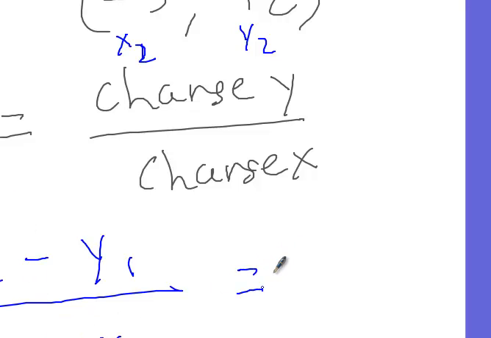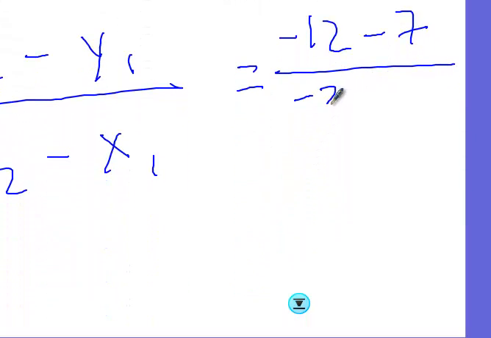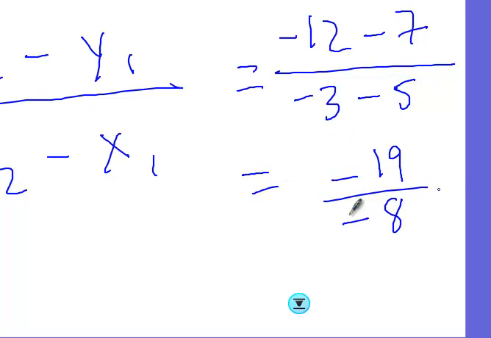All right, so for this possible scenario, the slope is negative 12 minus 7 over negative 3 minus 5, which gives us negative 19 over negative 8, which simplifies to 19 over 8. All right. Again, to find the slope between 2 points, you literally just take the second y, subtract the first y, and divide it by the second x minus the first x.